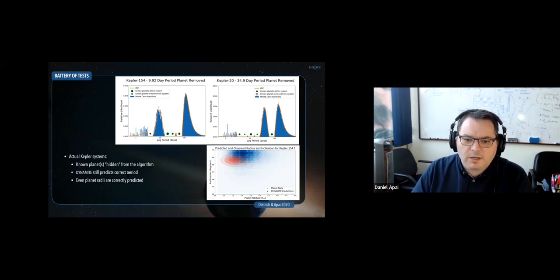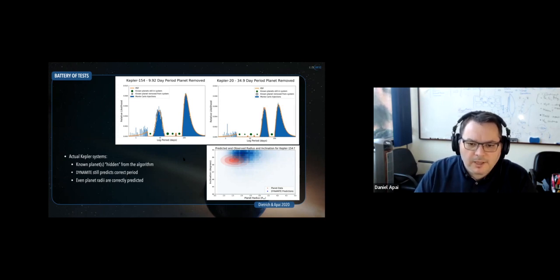Oftentimes the tests we are doing is that we actually remove known planets from a planetary system. For example, look at the left-hand side. This is Kepler 154, where there was a planet, and we removed that planet and fed basically incomplete information to the system to see what the predictions are. Let me explain what is shown here.